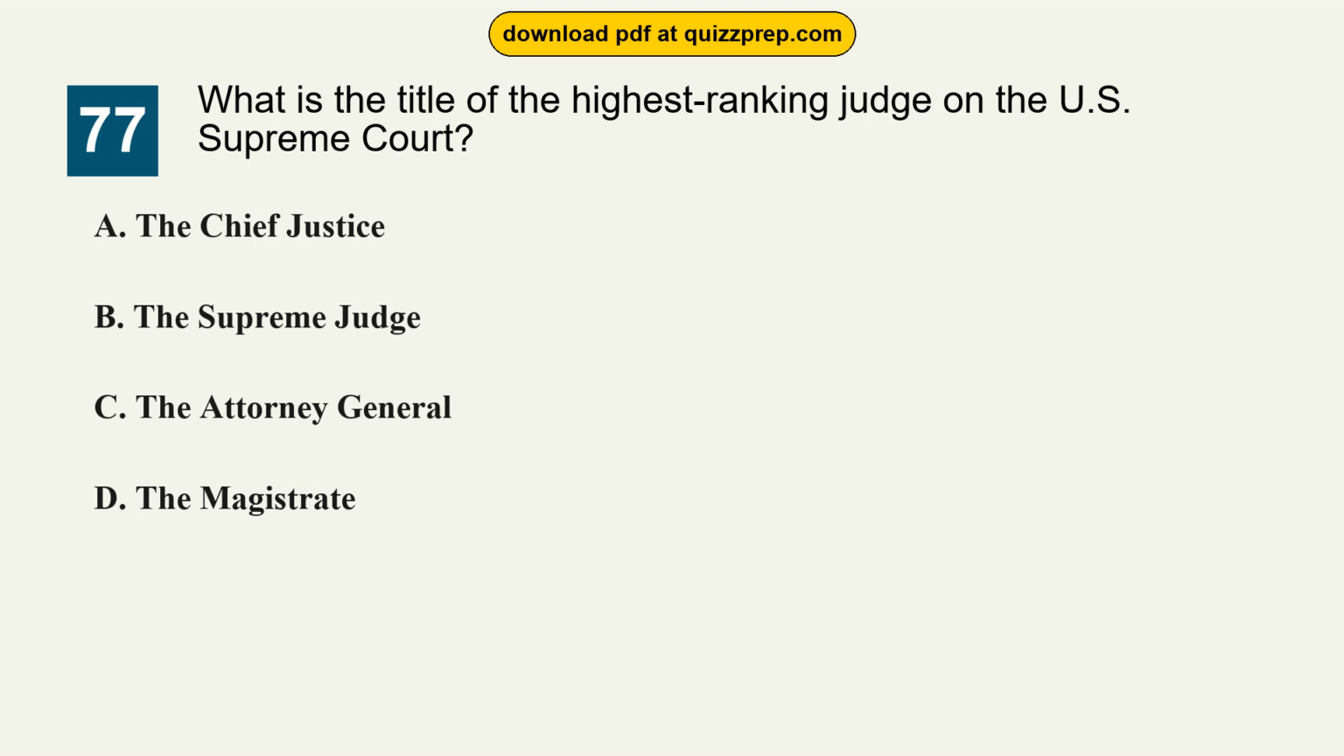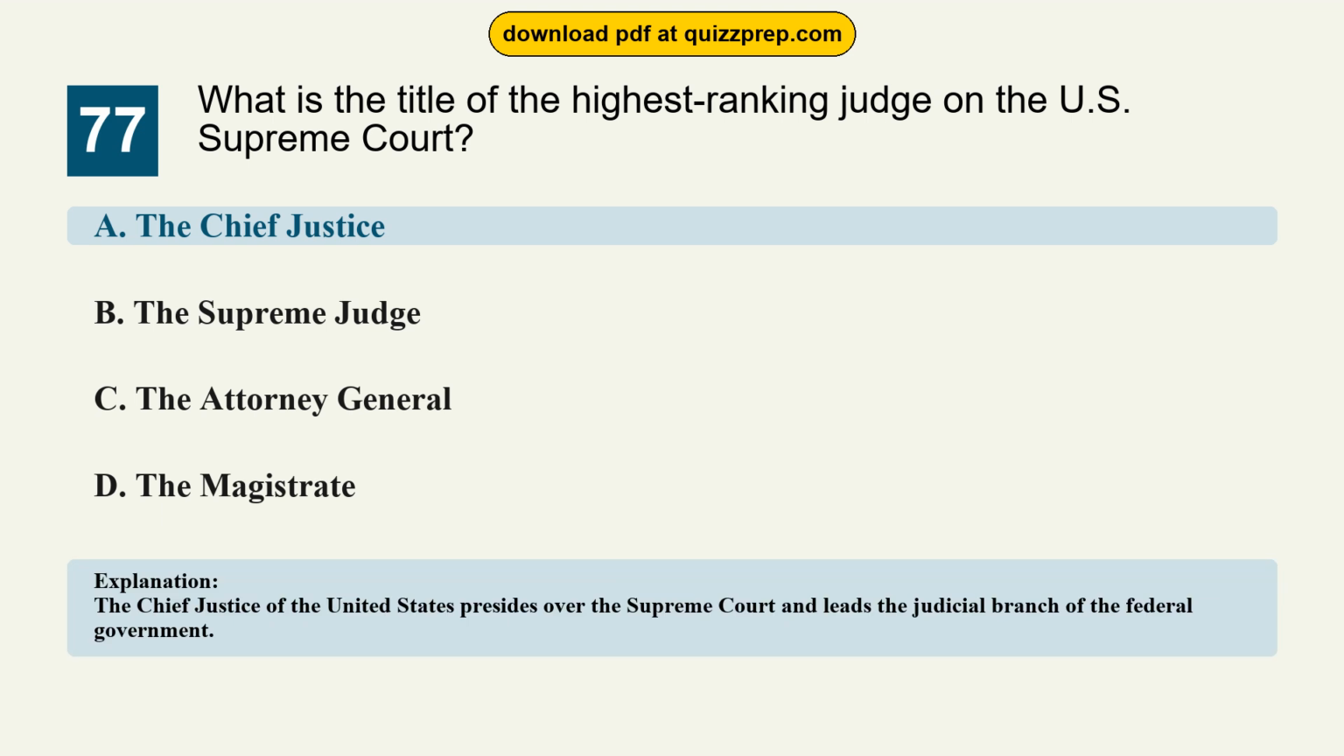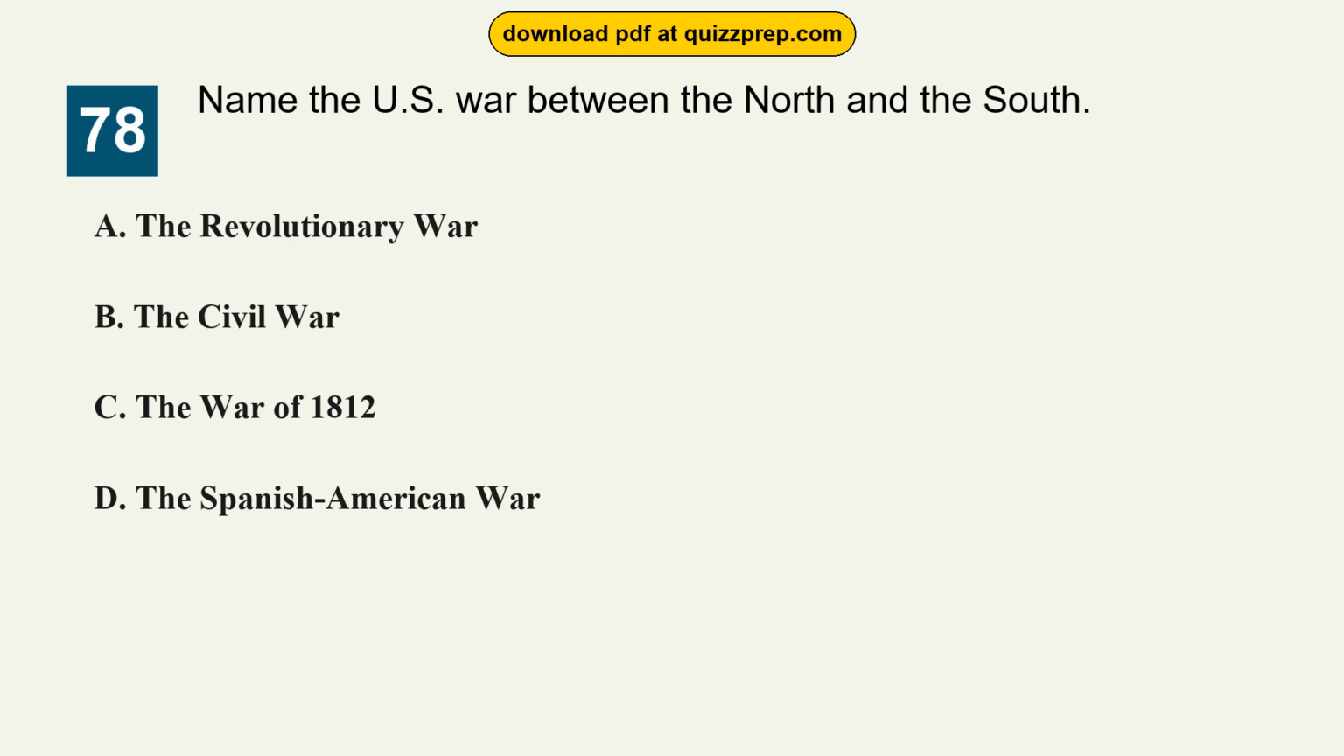Option D, the Magistrate. The correct answer is option A, the Chief Justice. The Chief Justice of the United States presides over the Supreme Court and leads the judicial branch of the federal government.